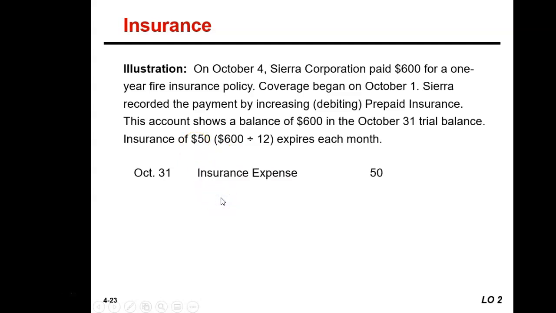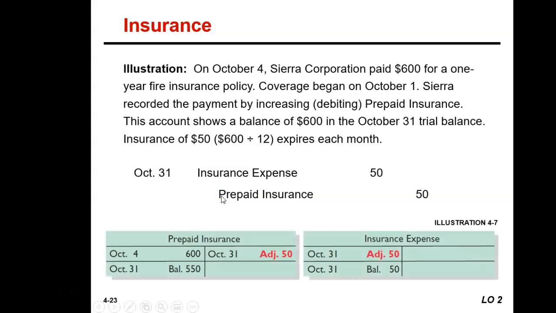So for the adjustment entry, we'll debit insurance expense for $50, credit prepaid insurance for $50. So now in the prepaid insurance account, after the adjustment, the ledger is showing a remaining balance of $550. So we're going to make this same adjustment entry every month for the next 11 months.